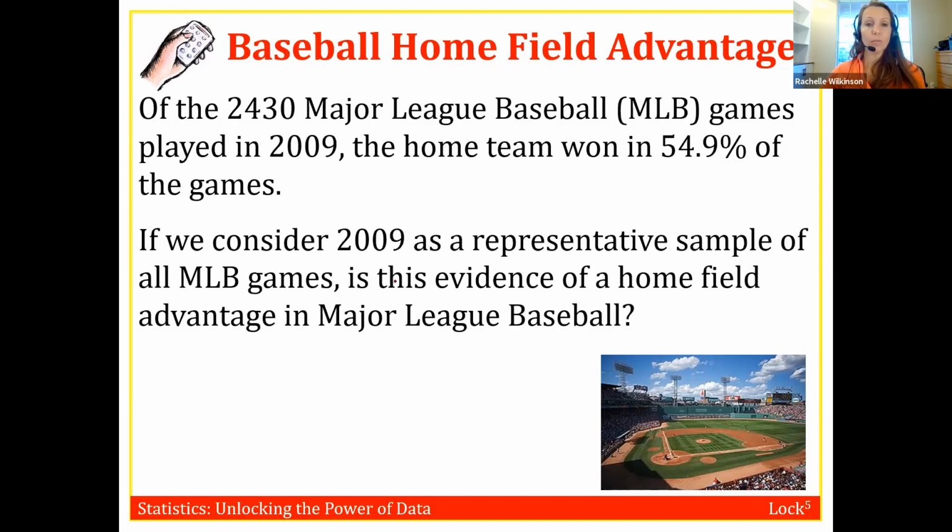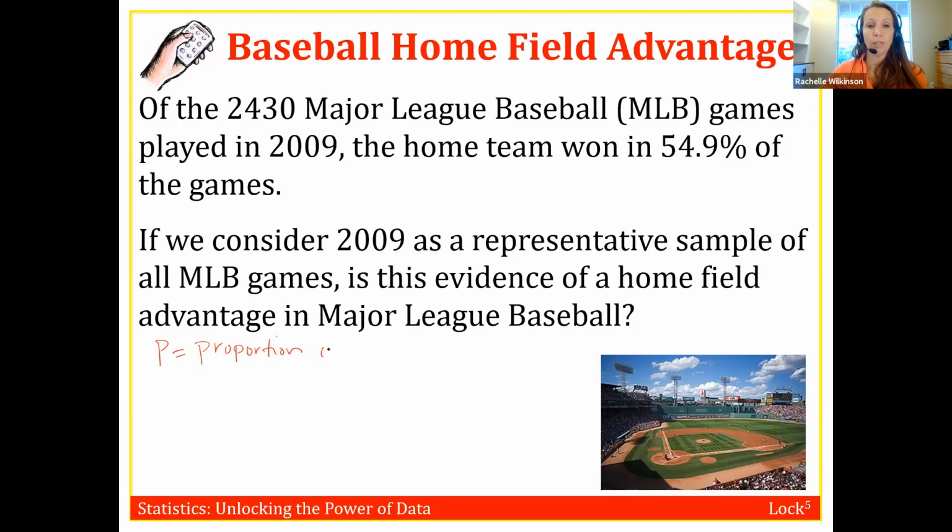All right, so the first thing we want to do is define our parameter and state our hypotheses. First, we define our parameter. And remember, 6.1 is all about one proportion. So the parameter for 6.1 is always going to be p. We have to figure out what p is equal to. And p is a proportion, so we know that the first word to follow the equal sign is going to be proportion. In this case, it would be the proportion of all Major League Baseball games won by the home team.